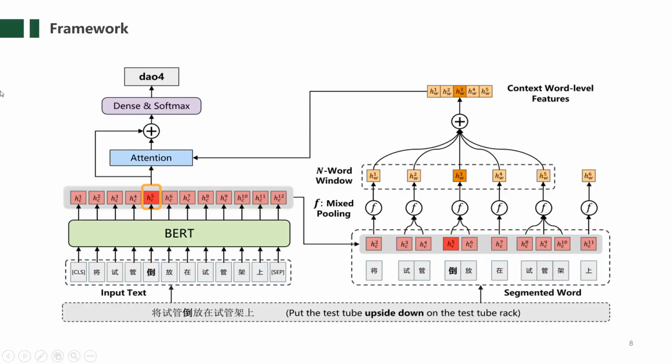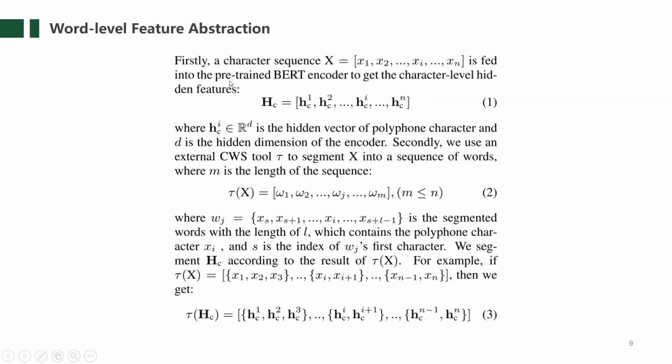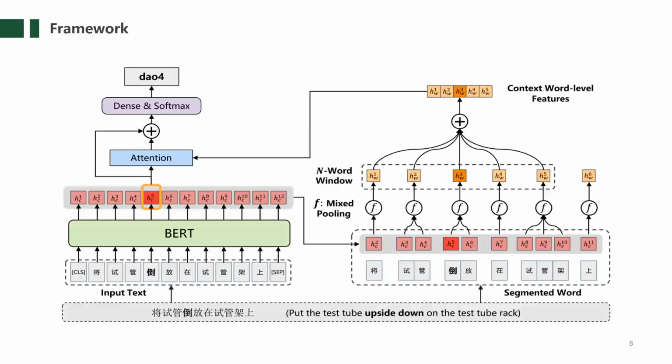Then is the method. This is our framework, including a BERT encoder, word segmentation, mixed pooling strategy, window-based attention, and dense softmax layer. The input is a Chinese character sequence, and this character is a polyphonic character. The output of this system is a pinyin transcription. Firstly, a character sequence is fed into the pre-trained BERT encoder to get the character-level hidden features, and we can get H. H is the character-level hidden feature.